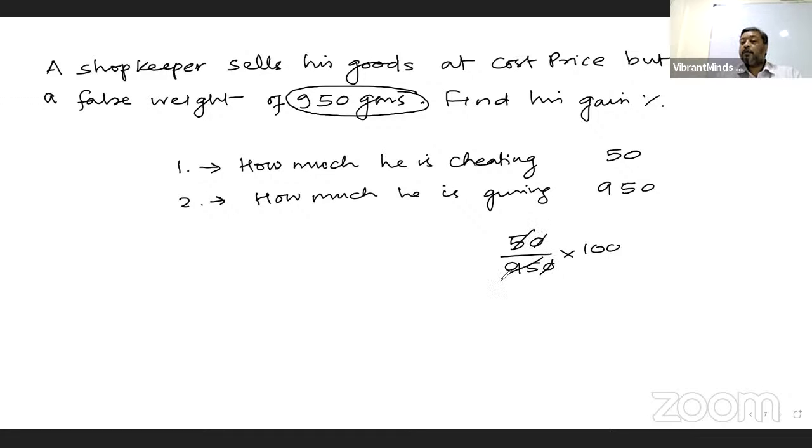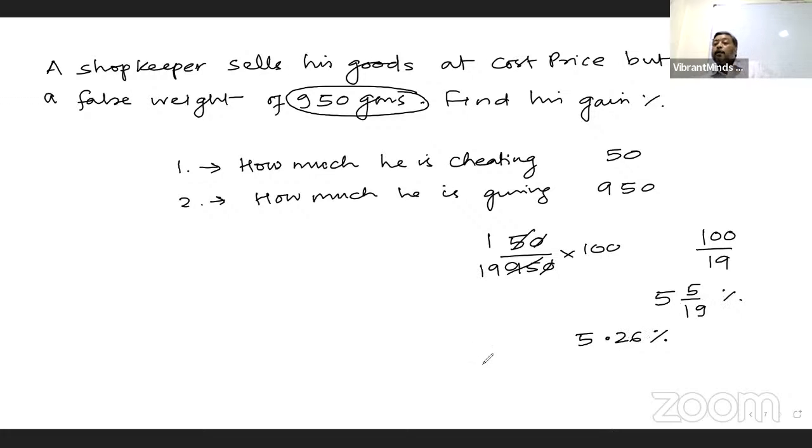And that is 100 by 19 or 5 by 19%, or what you can do is you can write it in decimal, 5.26%. 19 2s are 38, 120, and 19 6s are 114, yes, 5.26%. Is it clear, guys?